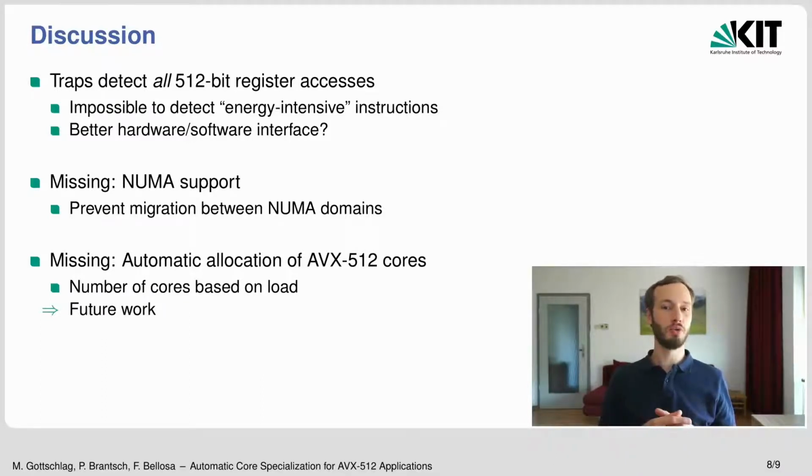However, that's not possible with current CPUs, so we would like to see a better hardware-software interface there. Well, and then there are two major, let's say, implementation limitations. The first one is that, of course, our prototype generates additional task migration between different types of cores. Now, on NUMA systems, migration between different NUMA domains is particularly costly, and our prototype is not yet NUMA aware. So in the future, our prototype should try to minimize the amount of migrations between different NUMA domains.